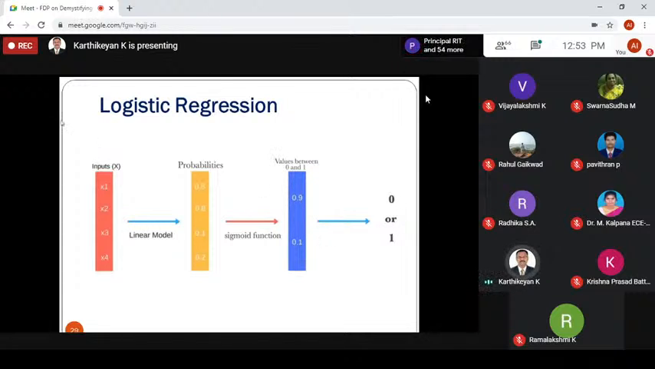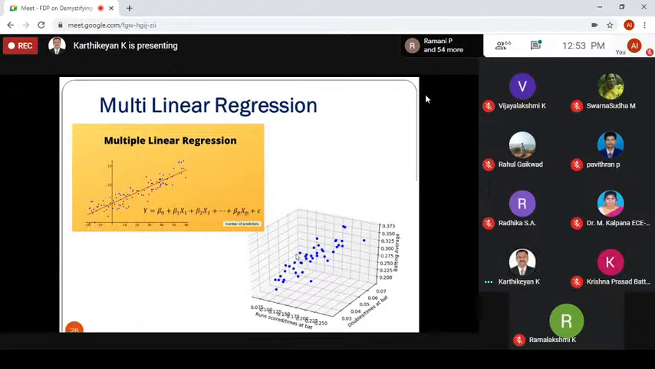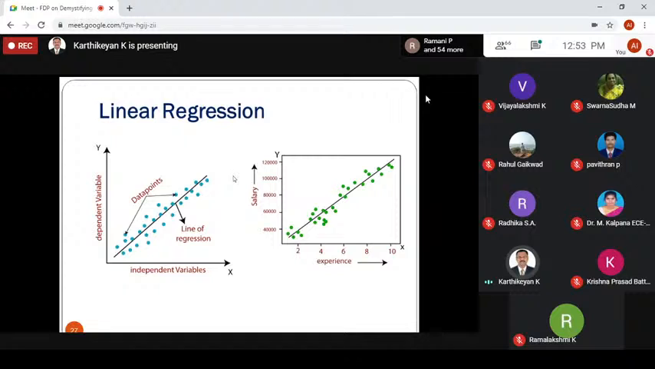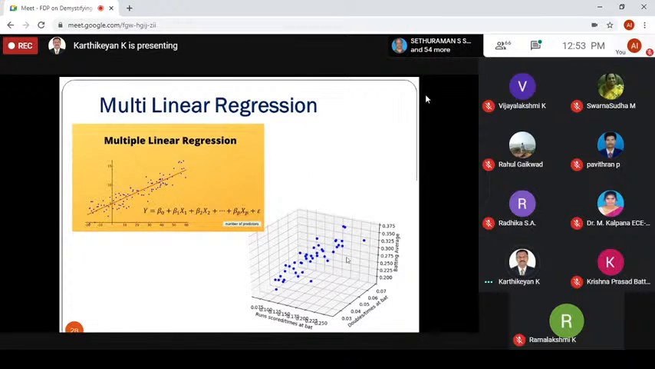So for the logistic regression, the output will be either 0 or 1. The output will not fall outside of this. But when we are going for linear regression, there is no constraint. So the output may be of any value, right?